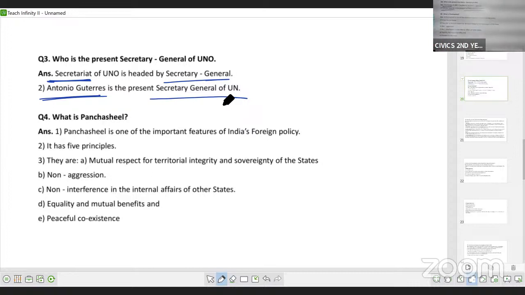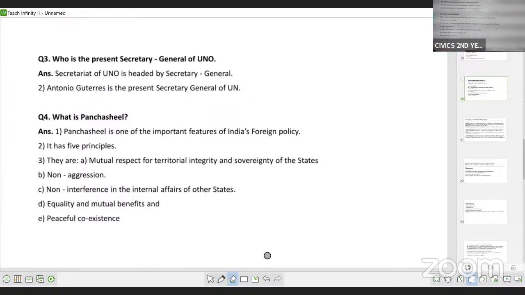Organization. Antonio Guterres is the present Secretary General of UNO. Remember this name, Antonio Guterres. That's it. Your answer is over there. If you can remember the name and write it in one sentence, Antonio Guterres is the present Secretary General of UNO, you will get 2 marks.